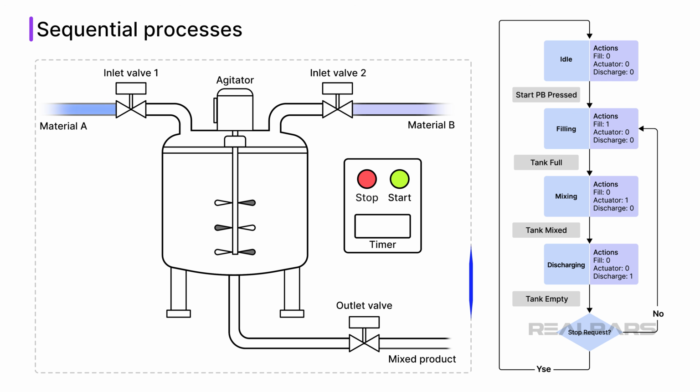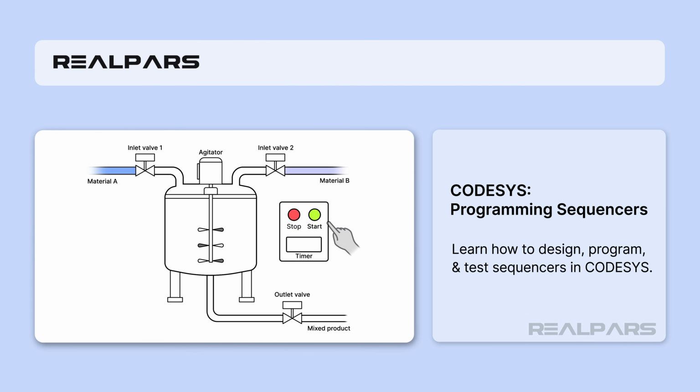In industrial automation, many processes are sequential. A sequential process is a process that has steps that must be completed in a specific order. In our course, CodeSys Programming Sequencers, we use the example of a mixing process. In a typical mixing process, a tank is filled with two liquids until a set point is reached. Once the tank is filled, an actuator mixes the contents of the tank for a defined period of time. Finally, the mixed liquid is discharged from the tank.